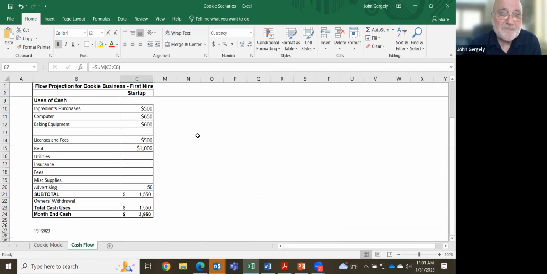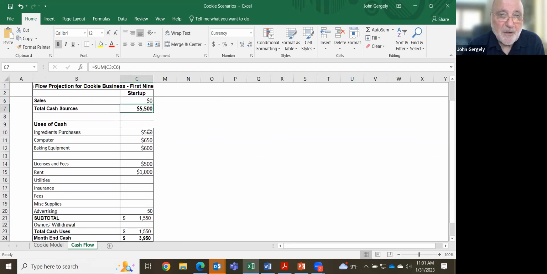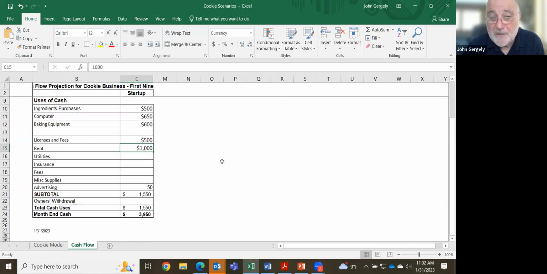So in my case here, let's look at this real quickly. When I start, I'm going to be able to put in $500 of my own business. I was really lucky. I got a grant of $5,000, so I don't have to pay any interest on it. So on day one, I have $5,500 of total cash available to me, but I'm going to go buy $500 of ingredients. I need a computer. I need to buy some baking equipment. There were some licenses and fees I needed. The landlord is going to want $1,000 down payment on the rent.